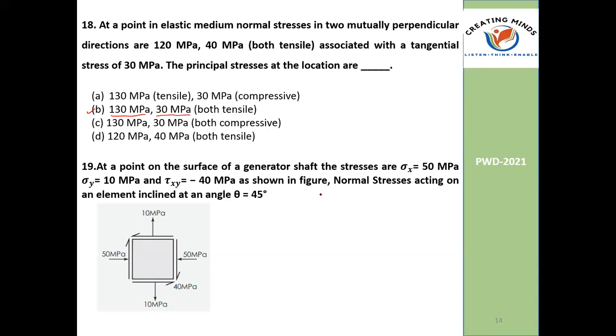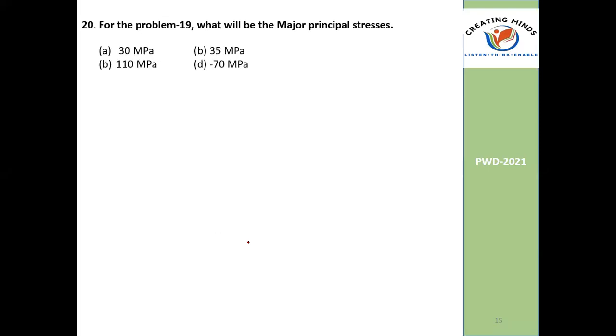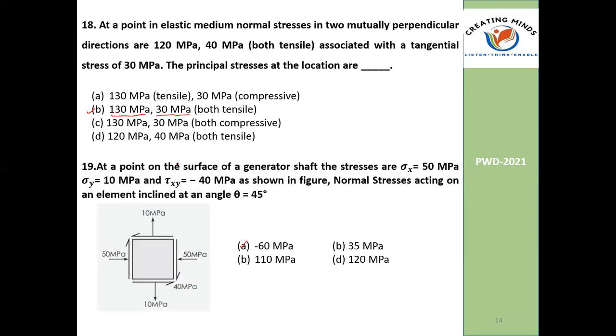Okay, so sigma x, sigma y, tau xy. How to compute normal stresses? What is the equation? Sigma x plus sigma y... Okay, what is the answer? Minus 60. Minus 60. Okay. Next. For the same problem, what is the major principal stress? You have to take these values. What is sigma 1?